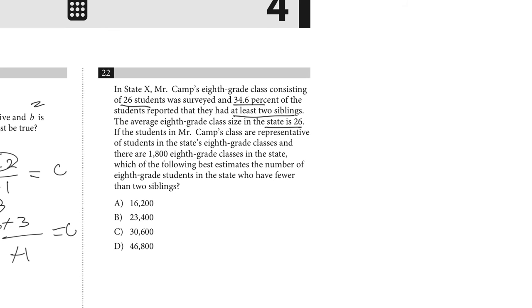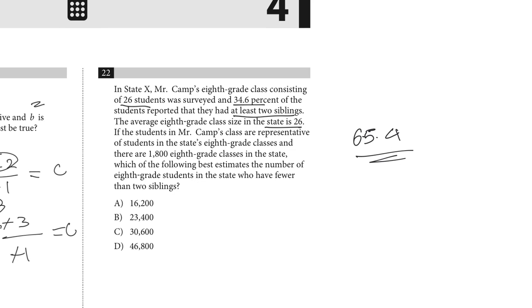If the students in Mr. Camp's class are representative of the students in the state's 8th grade class, and there are 1800 8th grade classes in the state, which of the following best estimates the number of 8th grade students in the state who have fewer than two siblings? Fewer than two, so that would be 100 minus 34.6. We'll have 65.4% of them who have fewer than two siblings.